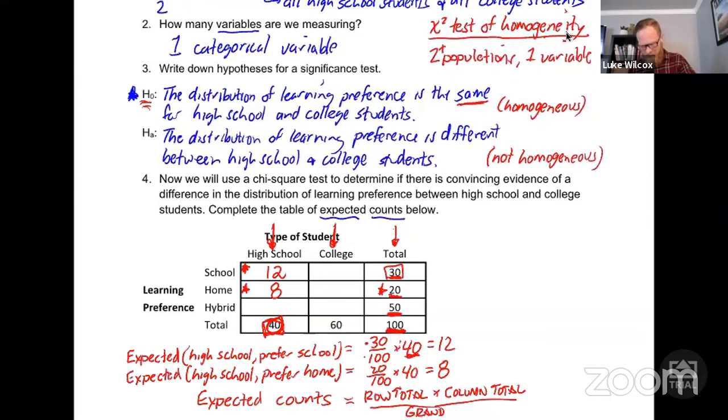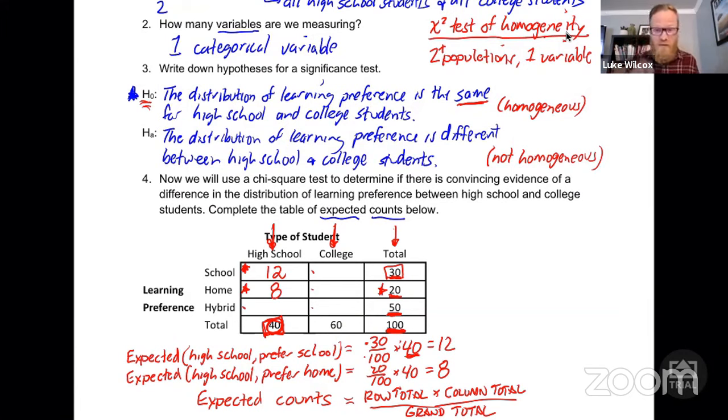Some people call that the table total. I like to call it the grand total. So we could actually use that formula for expected counts in order to find all the rest of the expected counts. I could go and find this one and this one and this one and this one, right? But there's a little bit of a shortcut here that I'm going to show you now. And the shortcut is this.